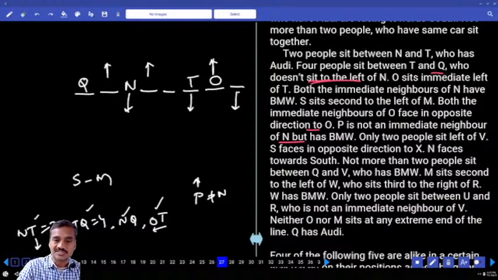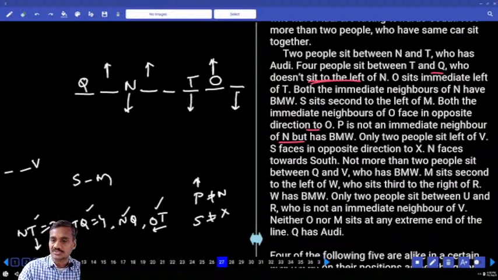Only two persons are sitting to the left of V. As only two persons are sitting to the left of V, if you take V at this place, and there are only two persons sitting to the left of V, then as of now 3, 4, 5, 6, 7, 8 plus 3, 11 were there, isn't it? S faces opposite to X, and S and X are facing opposite directions, and at the same time S and M, these two persons must be in the alternate places.